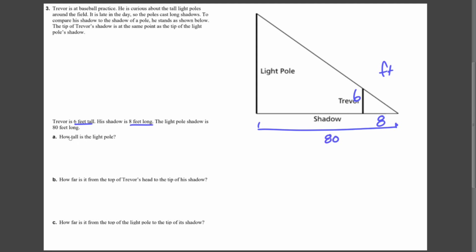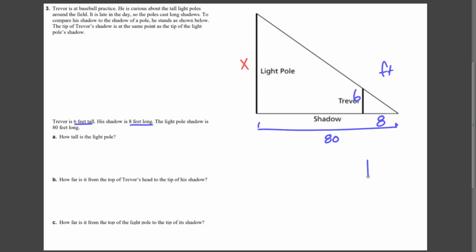So, A, how tall is the light pole? So our first thing is to find out this. This is our unknown value here. Any unknown value that we don't know, we usually represent with a variable such as x. So we need to find this value here. Now, this might not be immediately obvious, but it might become a little bit more obvious if you separate these two triangles.